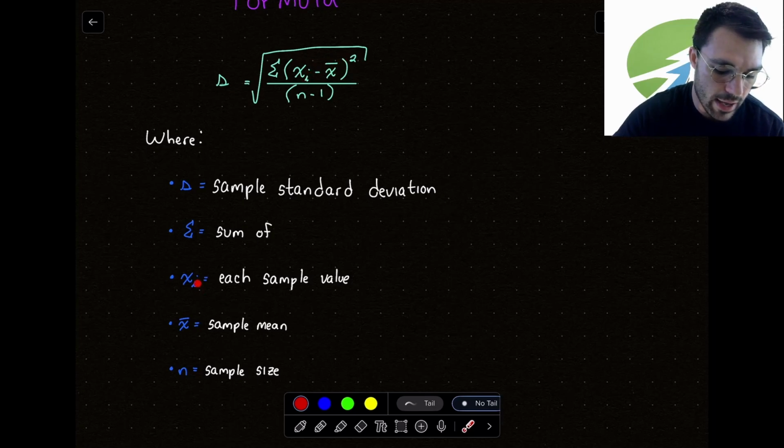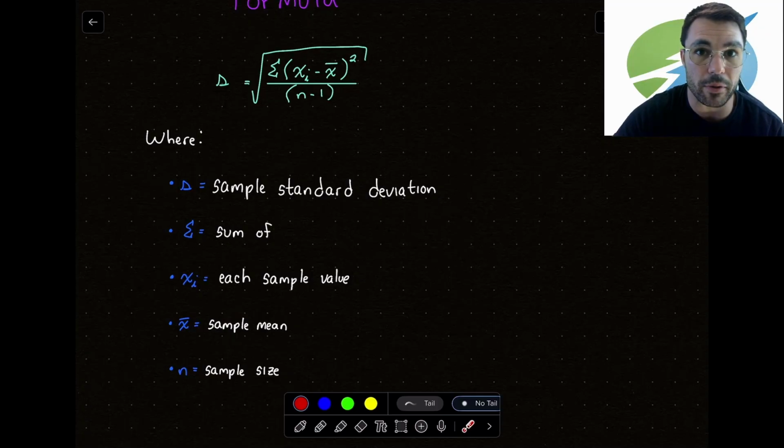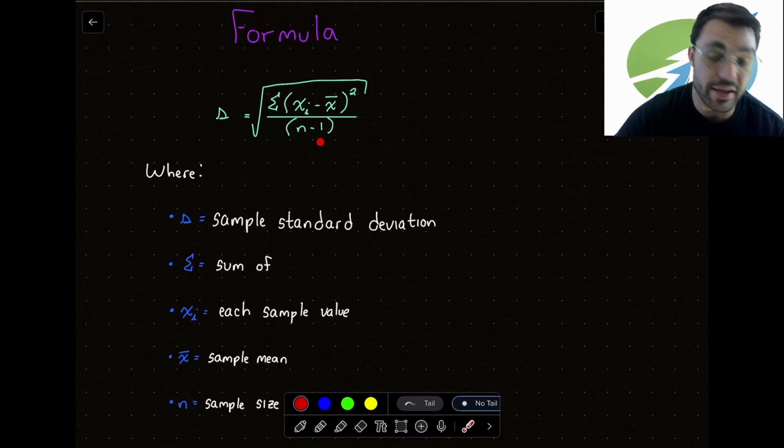X sub i represents each X value of the data. X bar is our sample mean. When working with a sample, we use the symbol X bar. When working with the population, we use the symbol mu. At the end of the day, it doesn't really matter as long as you get the right answers, but it's good to use the proper notation. And N is our sample size. And again, just like sample variance, we do N minus 1 in the denominator. It's the only change we make.